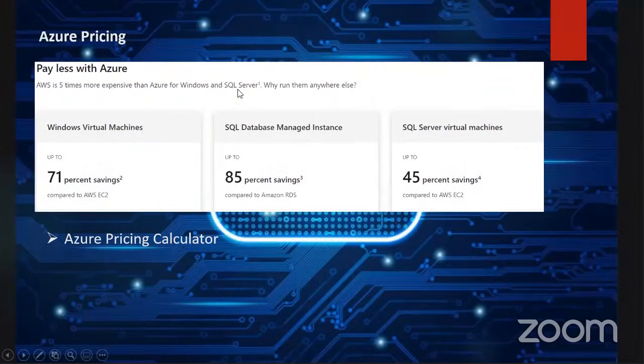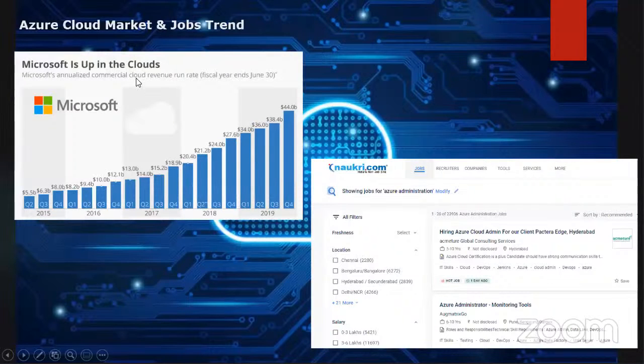This screenshot I have taken from the Azure portal. They are clearly saying it's an open challenge to AWS, that AWS is 5 times more expensive than Azure. In terms of cloud market jobs, it is increasing every day. In 2015 their business was very small. Now, as of 2019, it has become very huge.